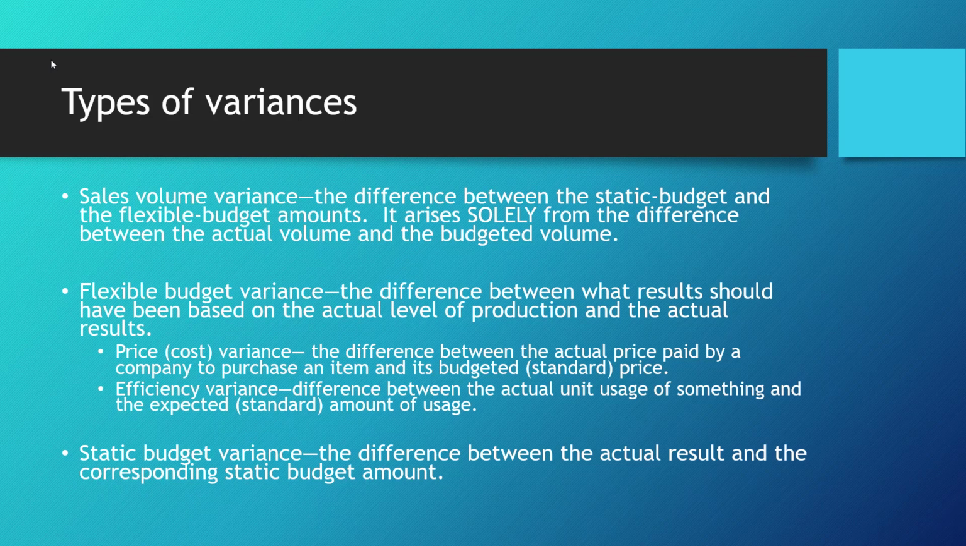So a flexible budget variance is the difference between what should have been, given the standards that you set for production in the beginning of the period, and what actually happened. And those two together, the sales volume variance plus the flex budget variance, equal the static budget variance. The difference between your actual result and your budgeted amount was, taking all things into consideration.